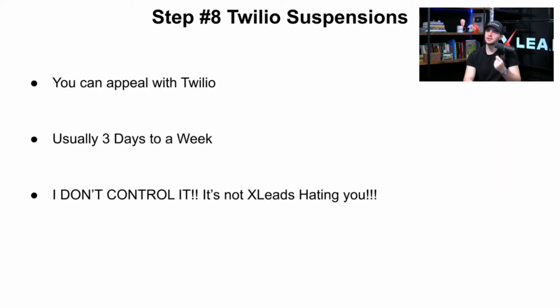Now, you can actually go to Twilio and appeal them yourself. You're going to have to figure out what your Twilio ID is. I think you have to message Twilio and they'll let you know. Usually 3 days to a week. Remember, I don't control you. I don't hate you. But yeah, GoHighLevel is kind of the one controlling that end. But then from there, you just create your own scripts and you start texting, right?